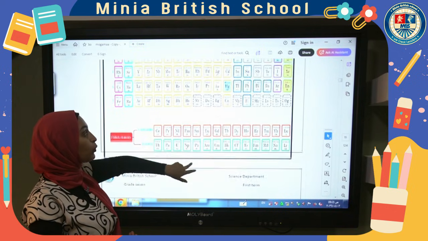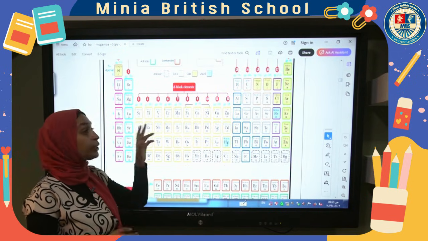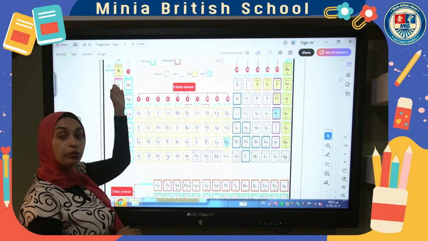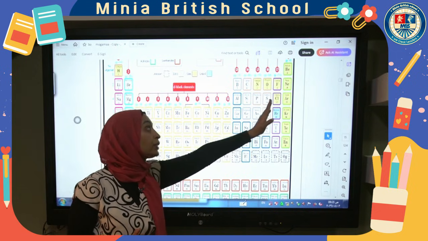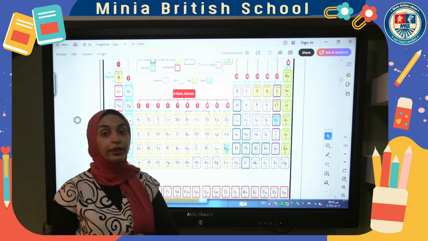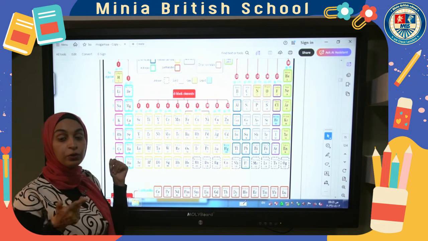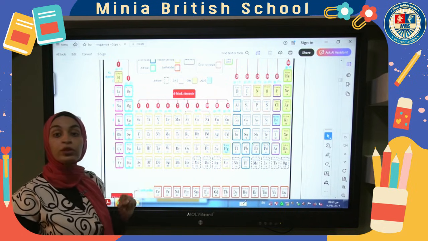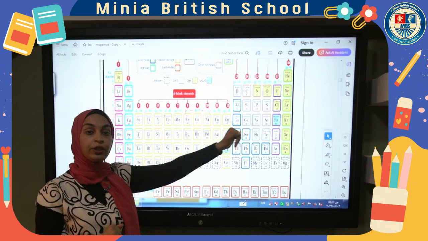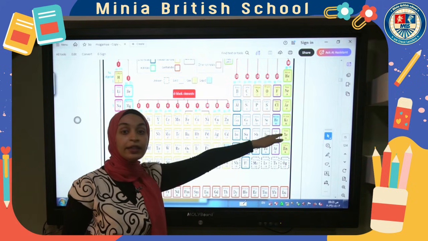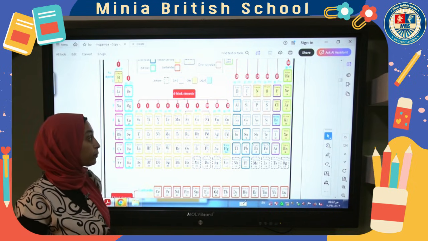So, in grade 7, if I want to compare between 1A, 2A, 7A, and 0 group, according to the names of the elements, 1A is called alkali metals, 2A alkaline earth metals, 7A halogens, and 0 group inert gases. 1A ends with 1 electron in the outermost energy level, like lithium, sodium, potassium. 2A ends with 2 electrons, like magnesium and calcium. 7A ends with 7 electrons in the outermost energy level, and group 18 is completely filled with 8, except helium, which is saturated with 2 electrons.